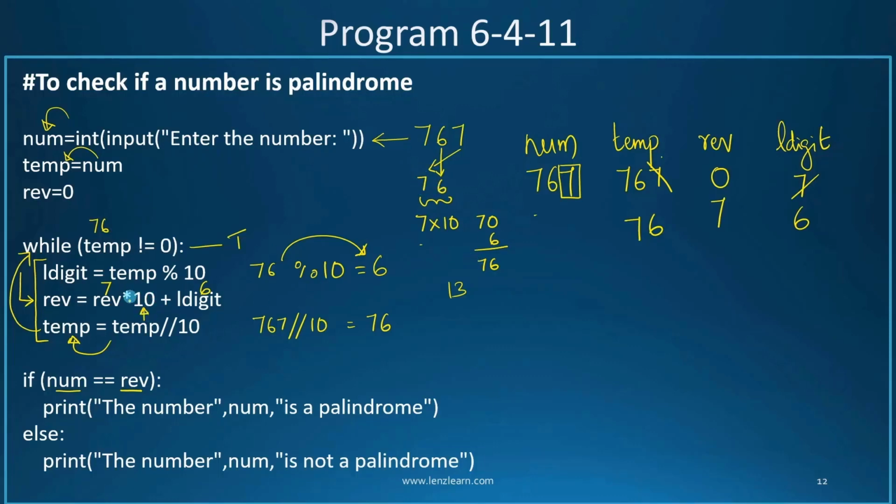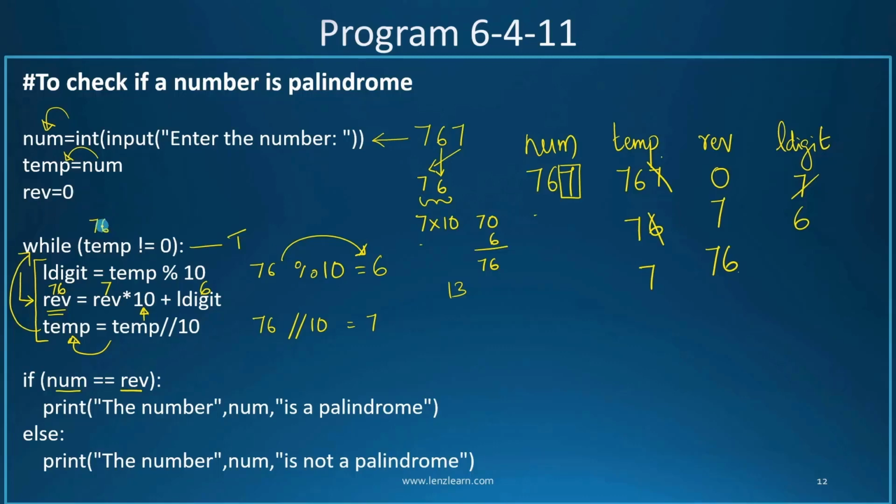So that is why I have a 10 put over here. Okay, so 7 into 10 will be 70. You add 6 to that, the result is going to be 76, and that will be loaded into ref. So now the reverse number has reached 76. Now I am done with the last digit 6, so I have to remove it. So I will do a floor division on 76, so the result will be 7. That will be loaded into temp. So now temp has 7.